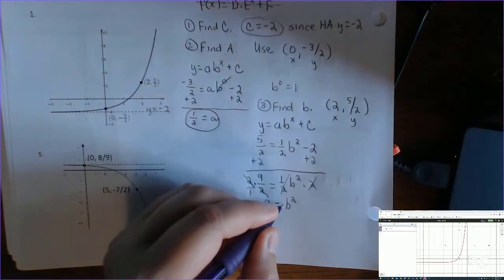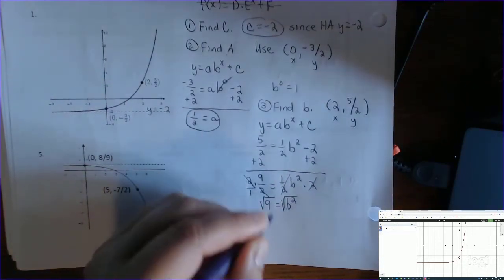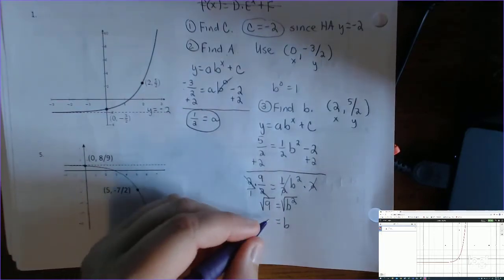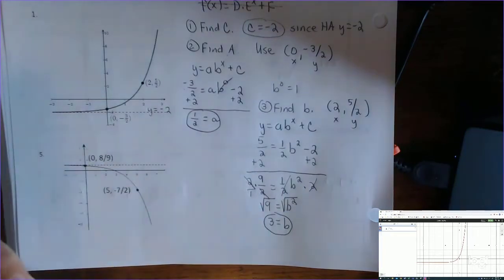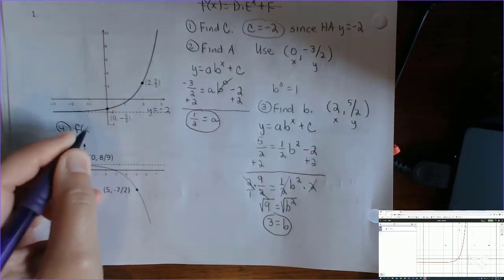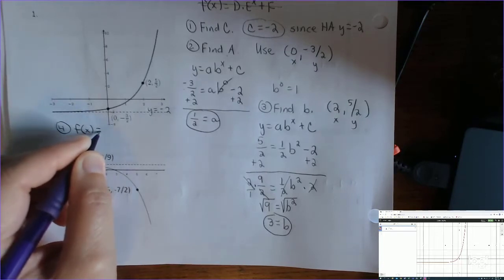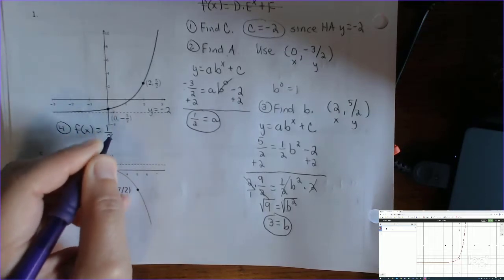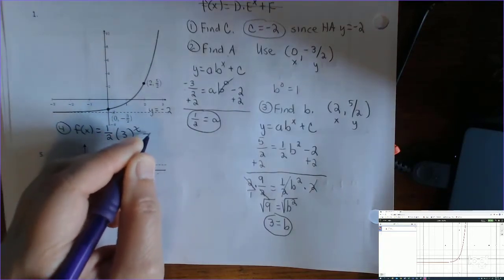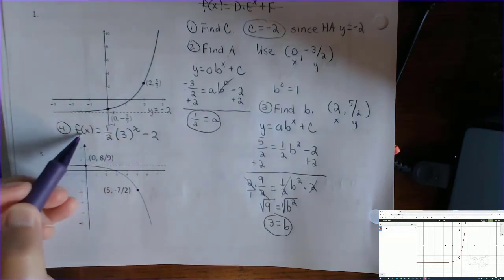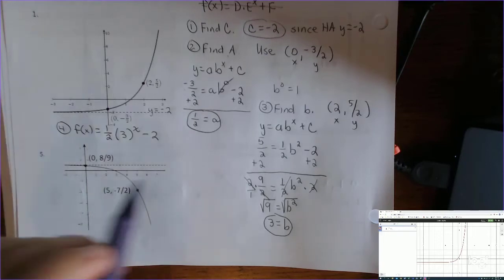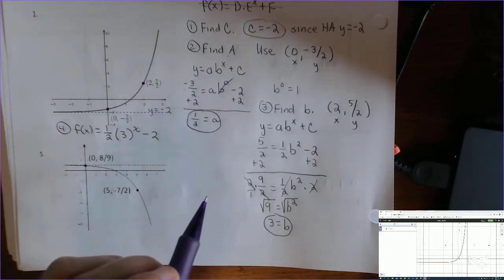Alright, the next step is we're going to take the square root, which is usually going to mean that we're doing plus or minus, but since we know b is positive, it's just going to be 3. And then the last step is to rewrite the function f of x. This is the equation f of x equals a, which is 1 half, times b, which is 3, to the x minus 2. And you have your input and your output. So that's how you write equations of exponential functions.